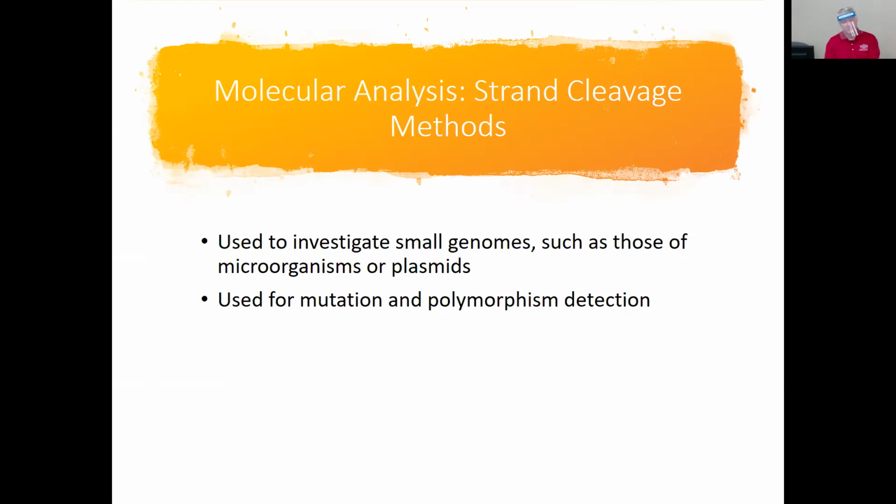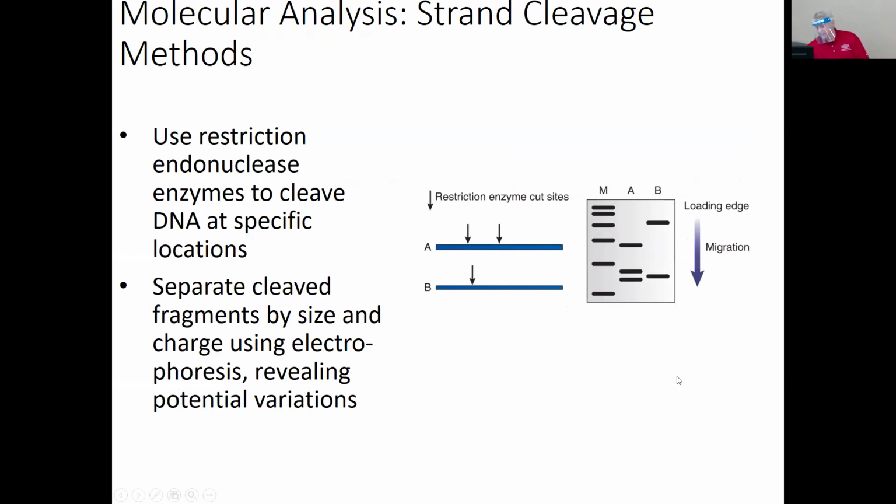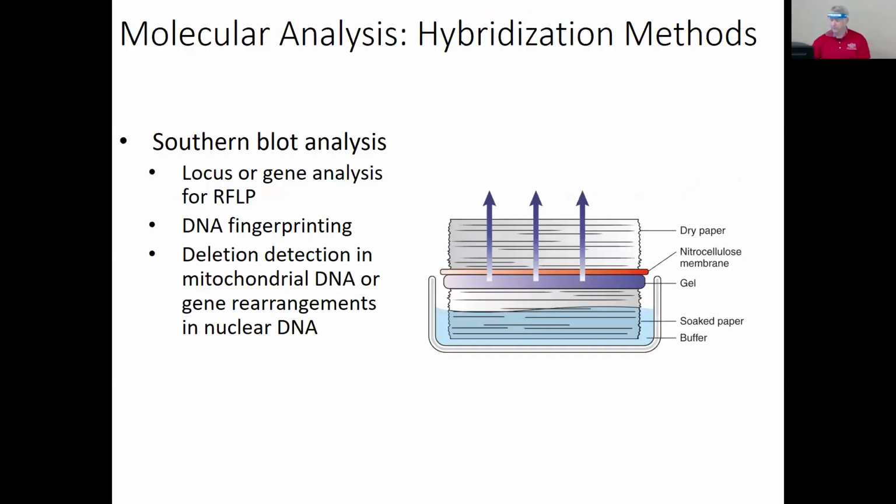So if you look at A versus B, you might say maybe there's a mutation between these two patients. B only gets 2 strands, so there's a mutation that changes the area that the enzyme normally would cut. All right, so that's kind of the first one.